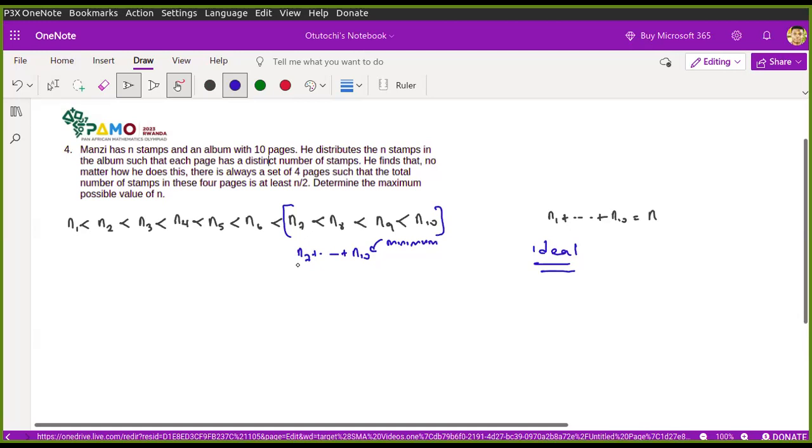So secondly, Manzi distributed the n stamps among 10 pages, and we are told that each page has a distinct number of stamps. Now, the lowest 10 numbers are 0 to 9, right? Of course, you can't have negative numbers, because you can't have a negative number of stamps. At least you can have a 0, which is no stamp at all. So that means that the least value n can be, whether it works or not, is the sum of these numbers.